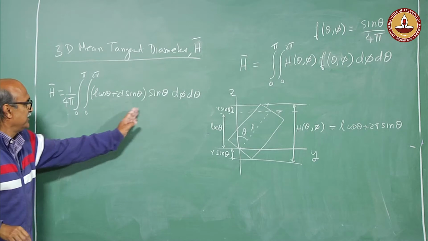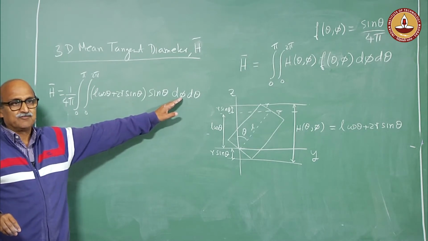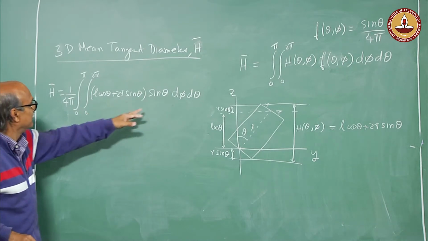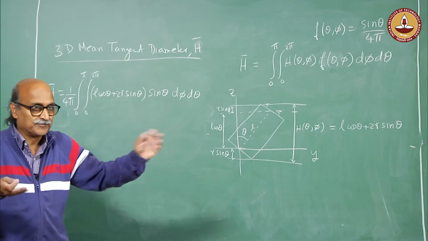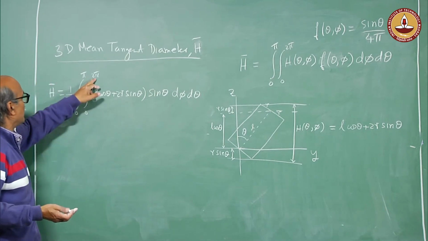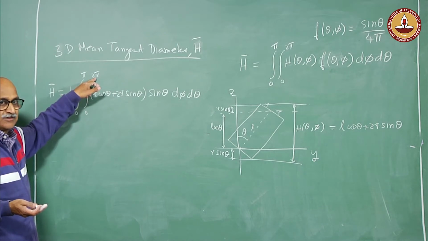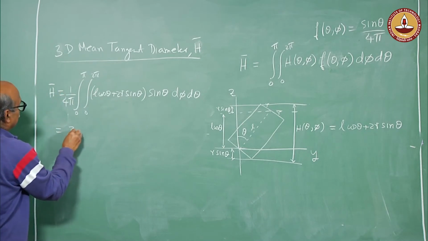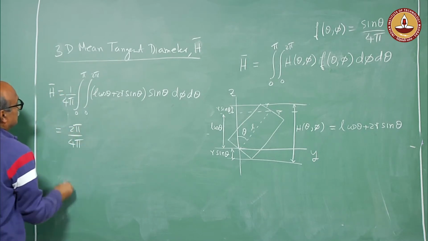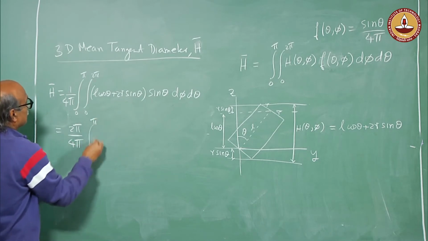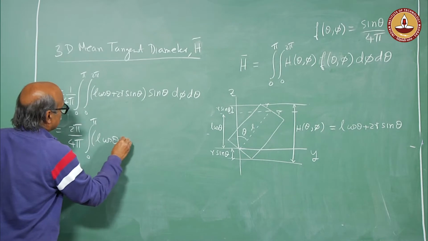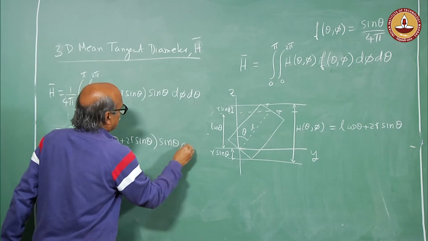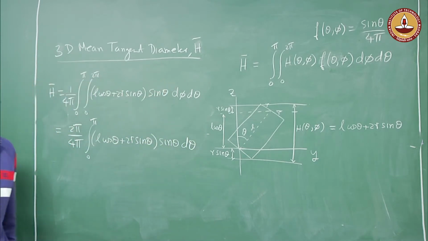Let us first integrate with respect to phi. If I integrate with respect to phi, see these are all independent of phi. So, integral with respect to phi would simply be phi with the limits 0 to 2 pi. So, what will I get? Just 2 pi, and 2 pi will come out of the integral. With now phi gone, you are left with theta.